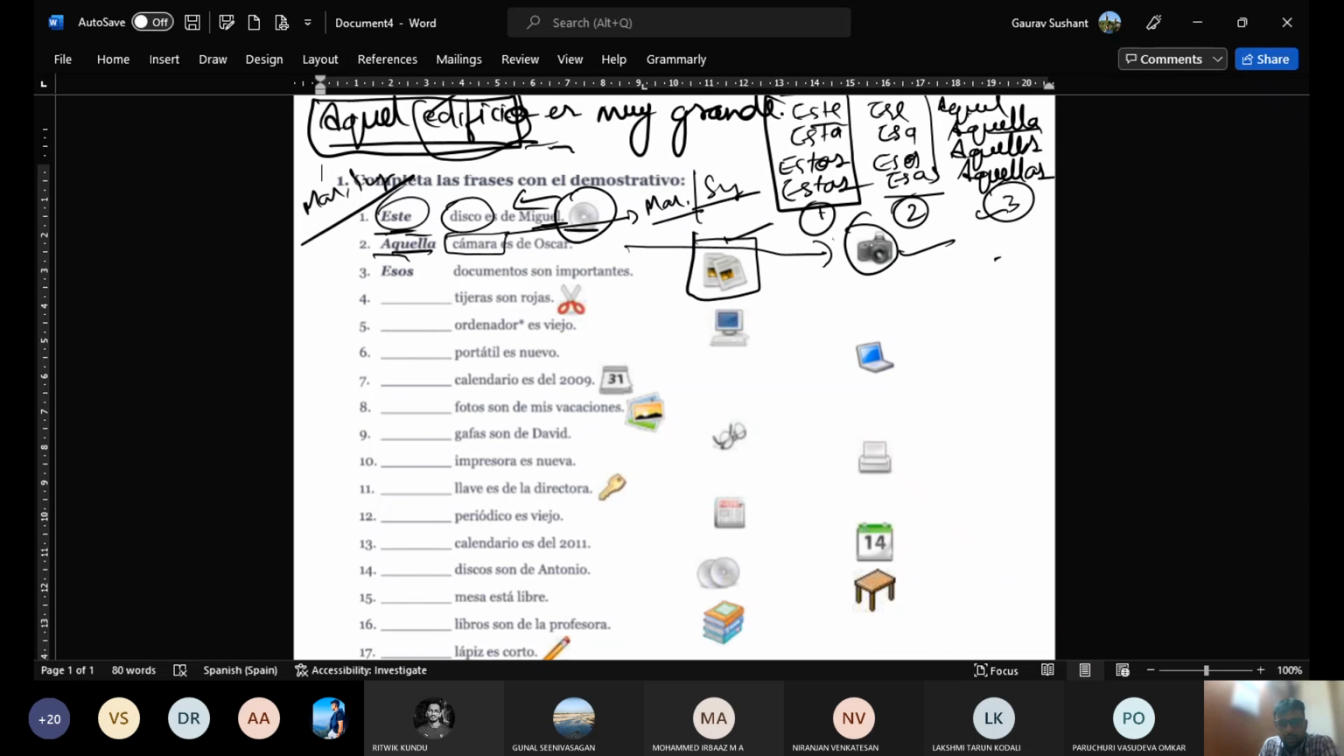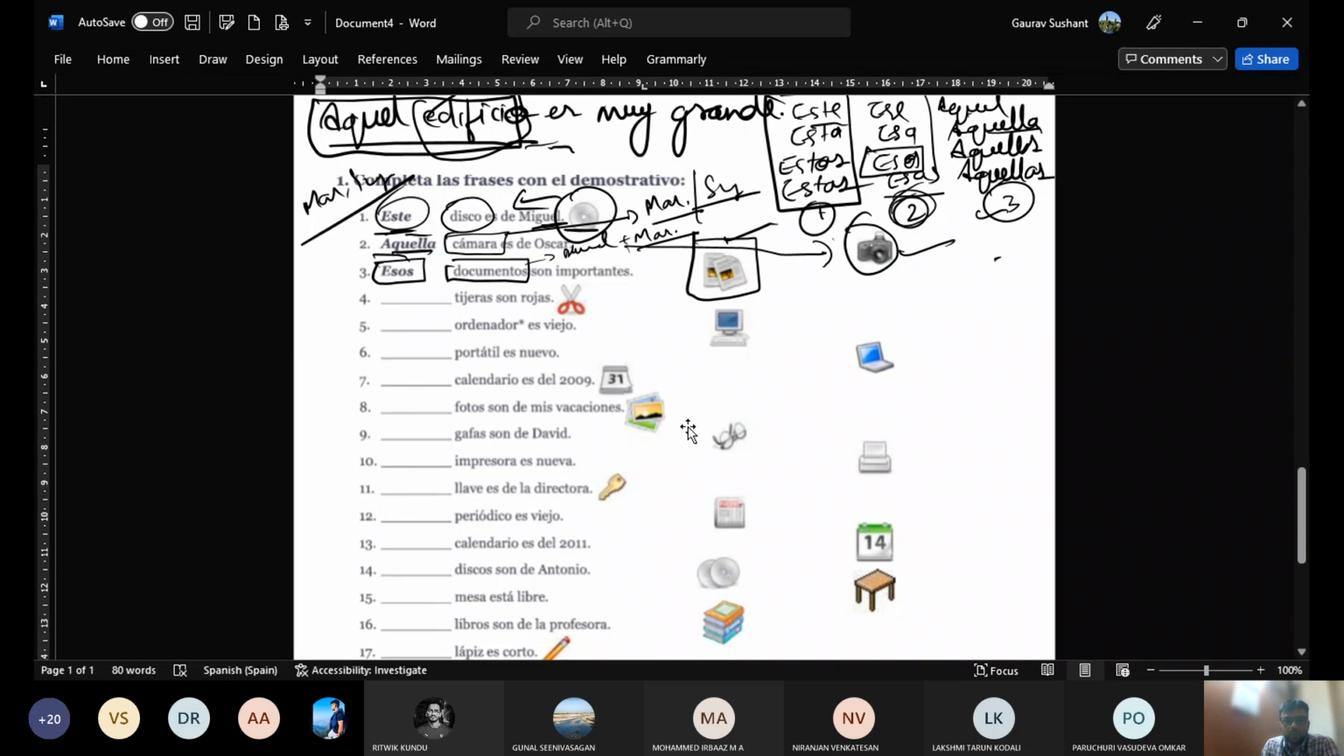Number 3, the image is in the middle. It means you have to select from group 2. The noun which is given here is documentos. The documentos is what? A plural, okay, plus masculine group. So from the second group, you have to choose plural and masculine demonstrative adjective. The answer is esos.